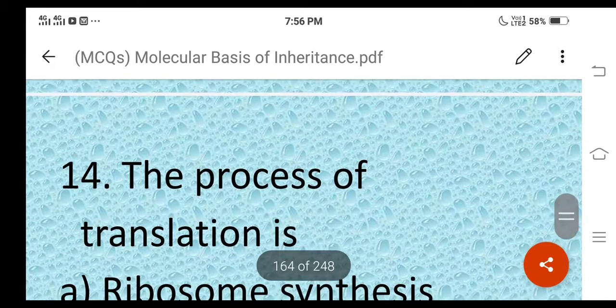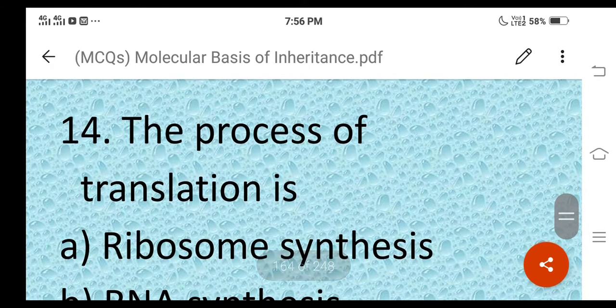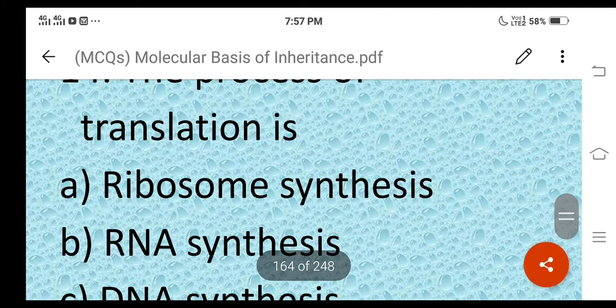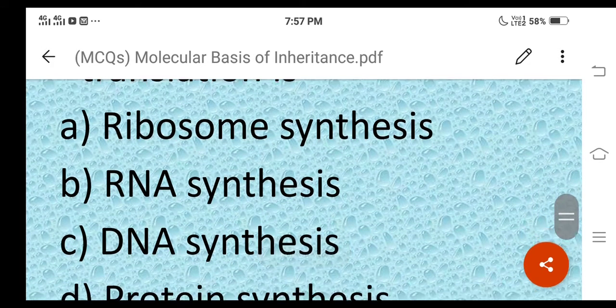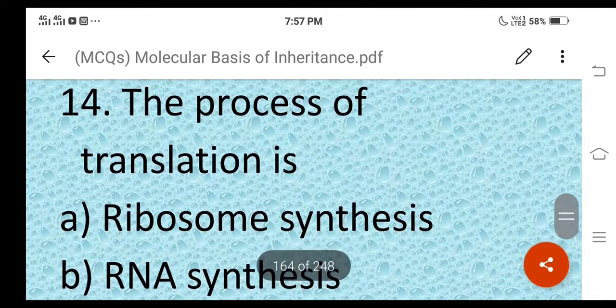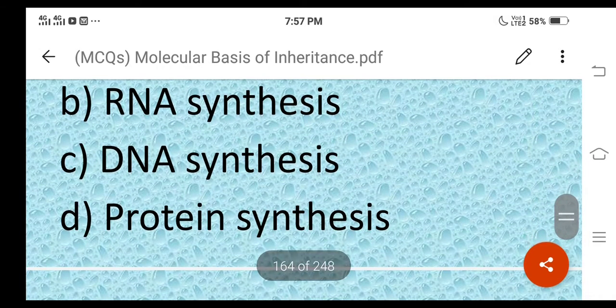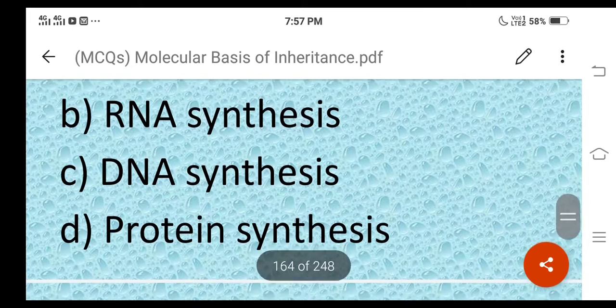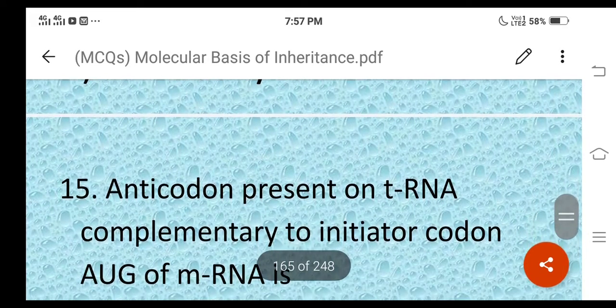Question number 14. What is the question here? The process of translation is ribosome synthesis, RNA synthesis, then DNA synthesis, and protein synthesis. What is the correct answer here? The process of translation is nothing but protein synthesis only. Protein synthesis only, right? Option D is the correct answer.